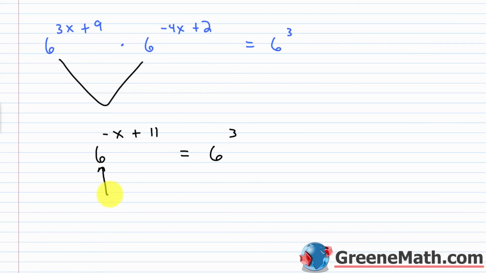So I have the same base here on each side of the equation. So when that happens, I just want to set the exponents equal to each other and solve. So in other words, I would set up the equation negative x plus 11 is equal to 3.